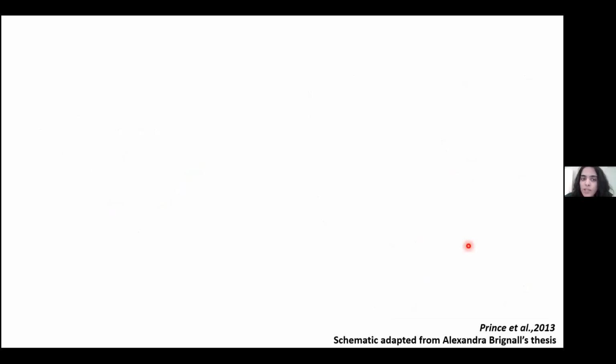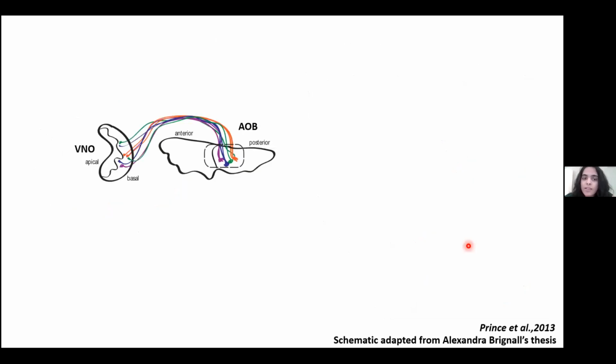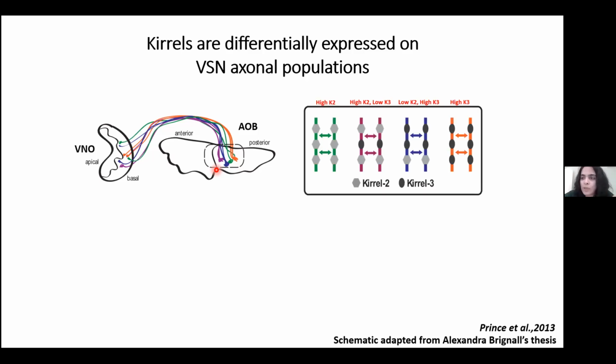These concepts are nicely exemplified in the circuit diagram here, where you have sensory neurons projecting from the nose to the brain, and you have various long-range cues allowing the segregation of these axons into posterior AOB or anterior accessory olfactory bulb. And you have some short-range cues. Once they segregate into their broad targets, they allow the fine-tuning of these axons. As I mentioned, KRLs are a good example of short-range cues.